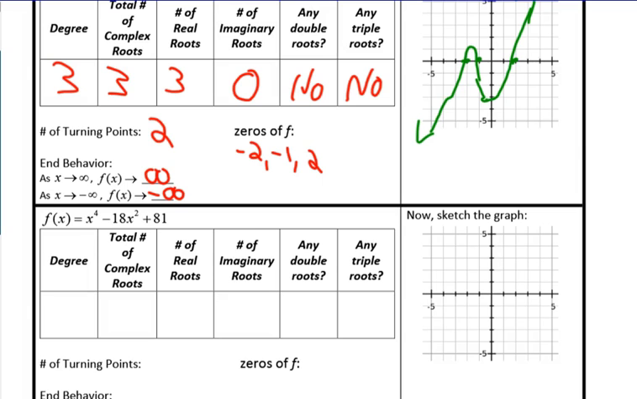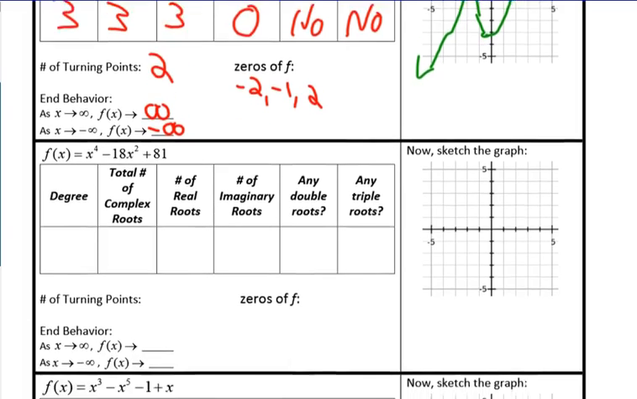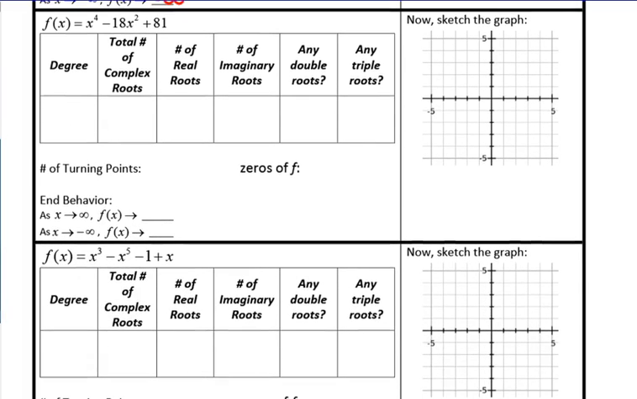Alright, does anybody have questions on this one? Alright, let's do the next one. So let's go and put it in the calculator. That's where you want to start.